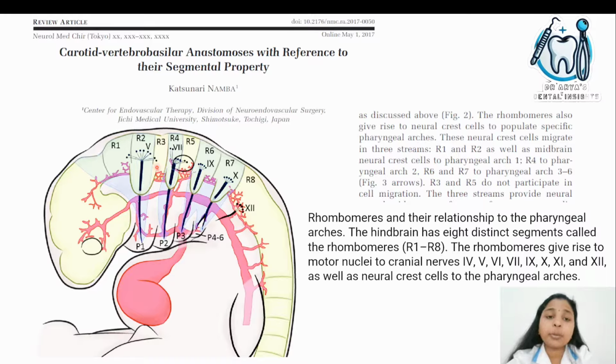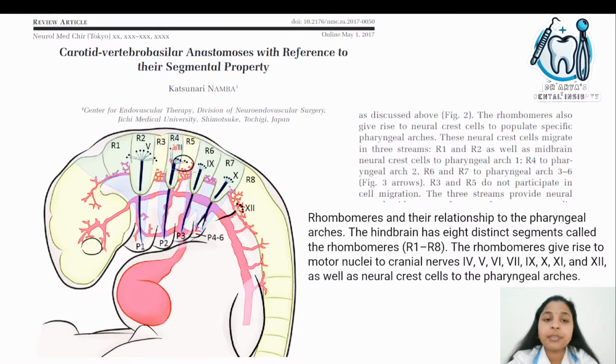Okay. So rhombomeres also give rise to neural crest cells to populate the specific pharyngeal arches. Which are these rhombomeres? Rhombomere R1, R2, R3, R4, R5, R6, R7 and R8. So there are 8 rhombomeres. And this R1 and R2 forms the pharyngeal arch number 1. So this is the pharyngeal arch number 1.